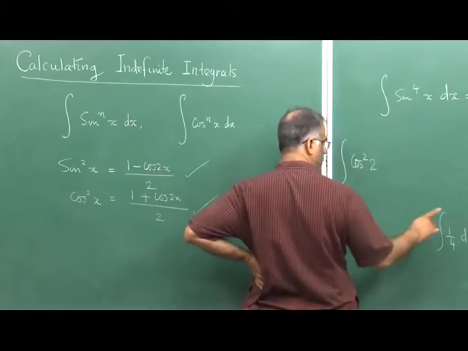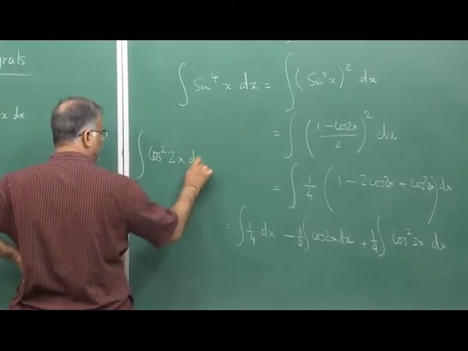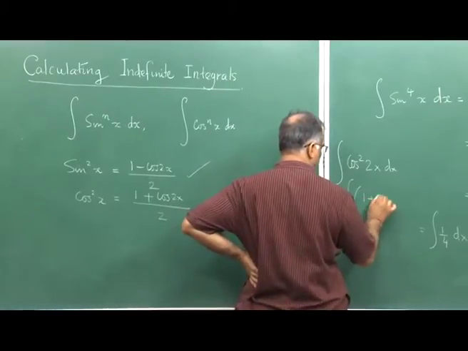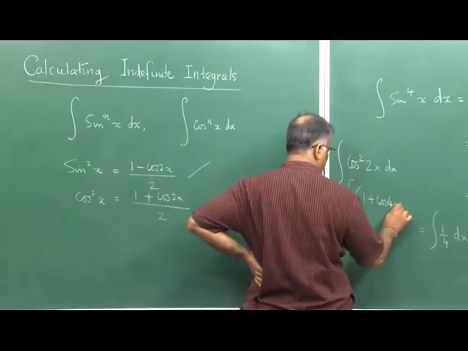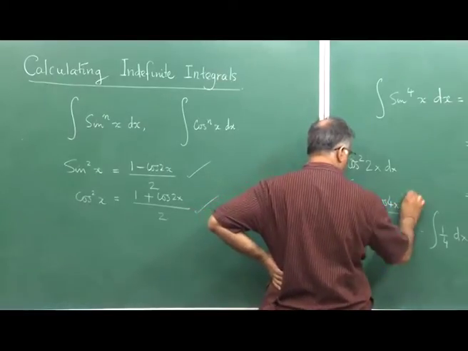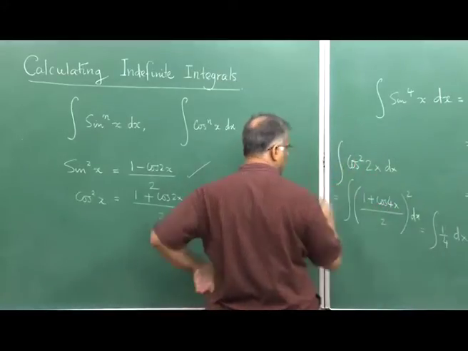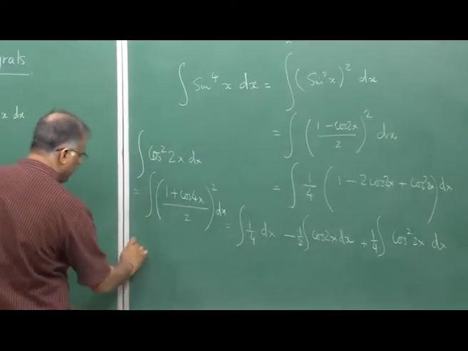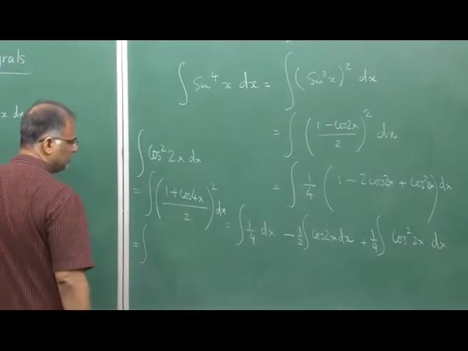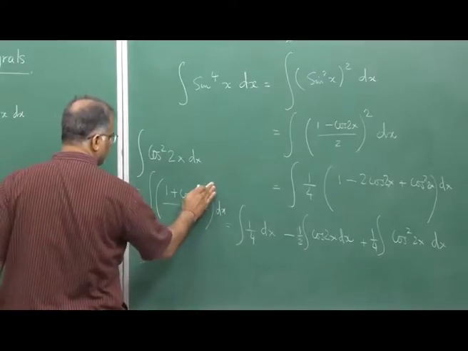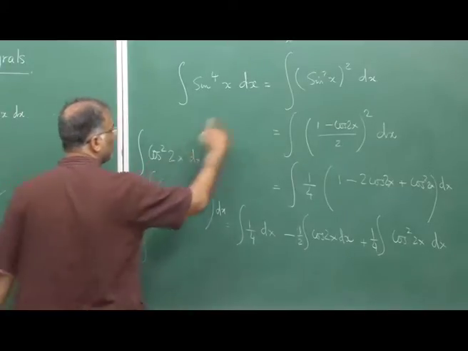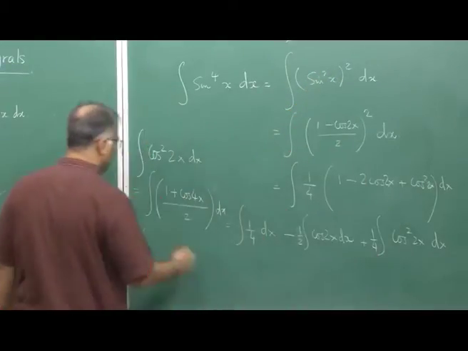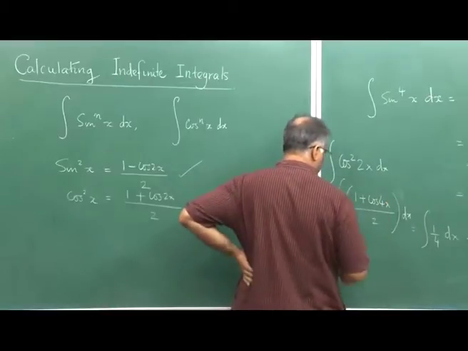So, cos square 2x dx can be again written as the integral of (1 plus cos 4x by 2) whole square. So, I have reduced the integration again. Now the power has reduced from square of square to just the square. Here I just need this, not square, thank you.